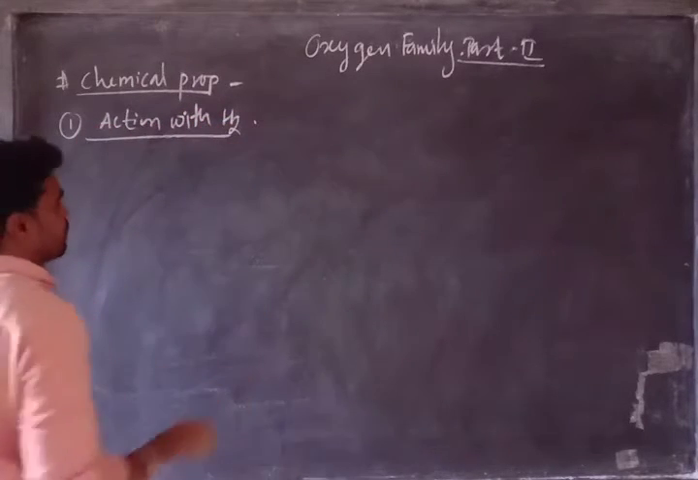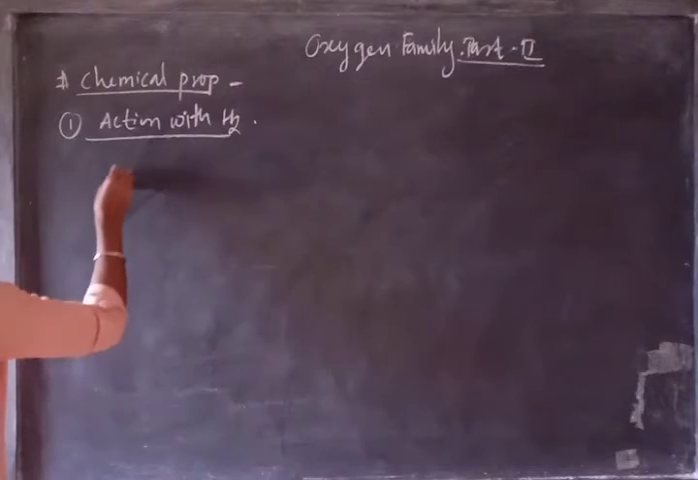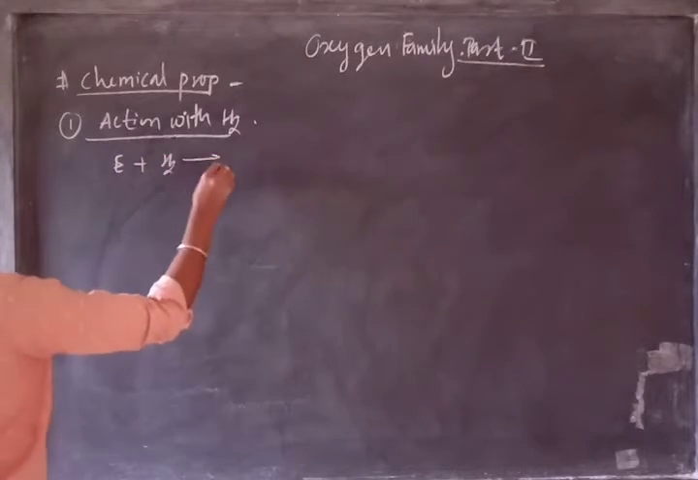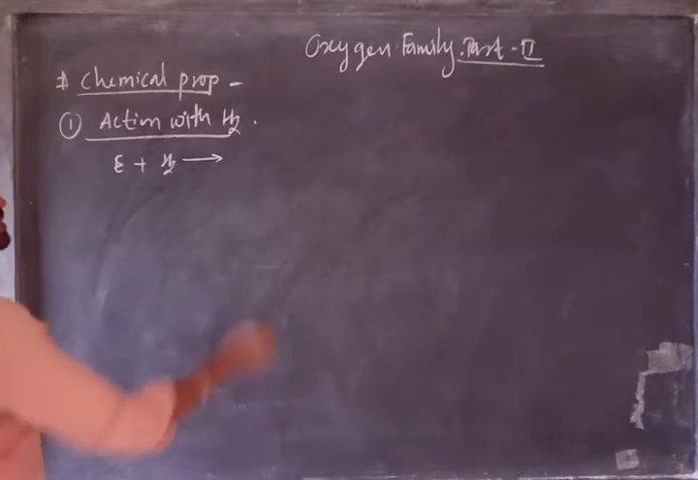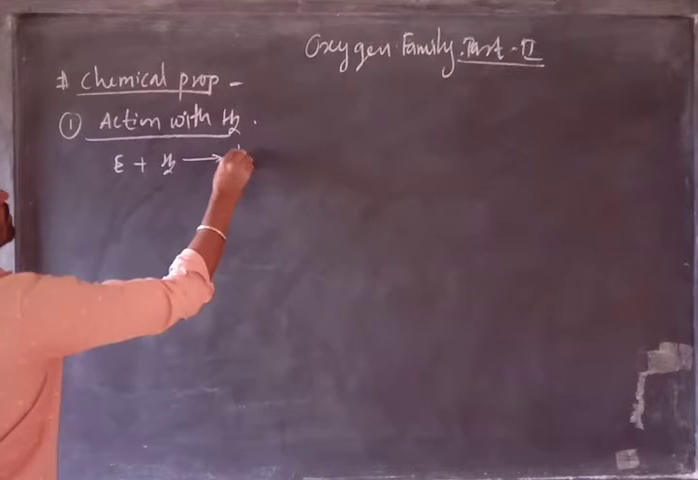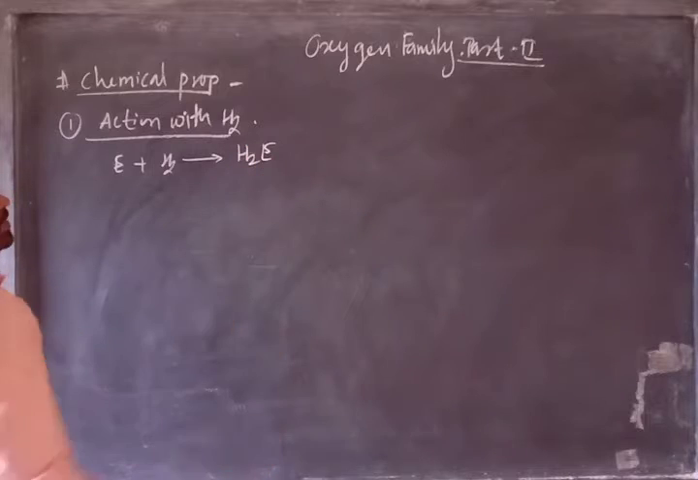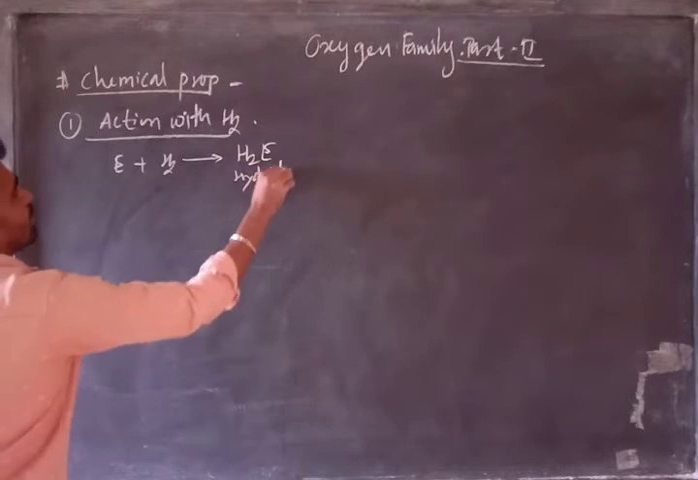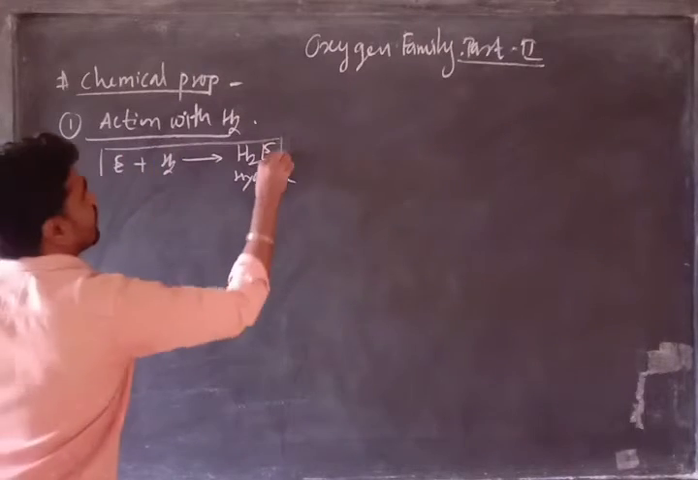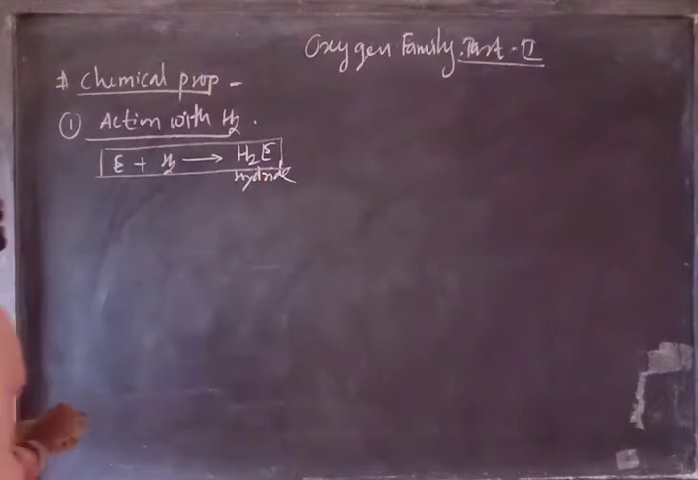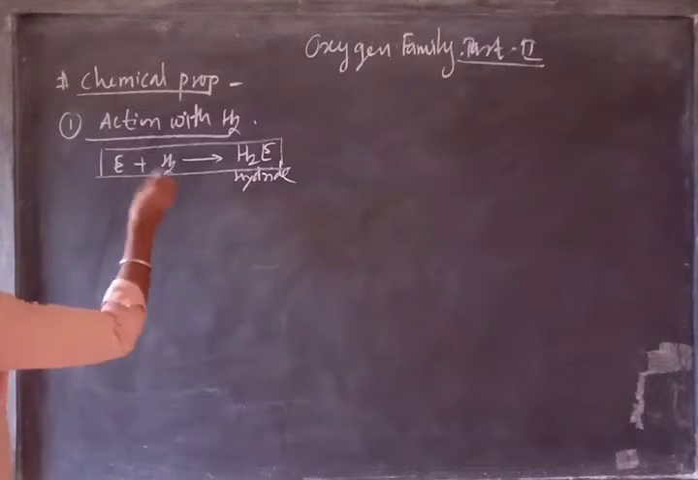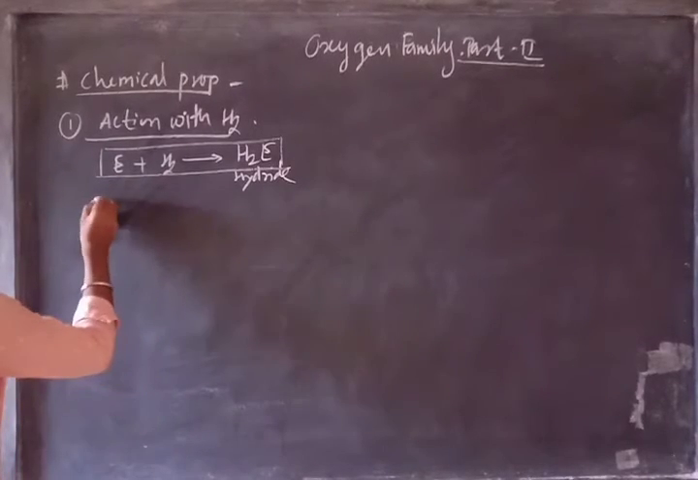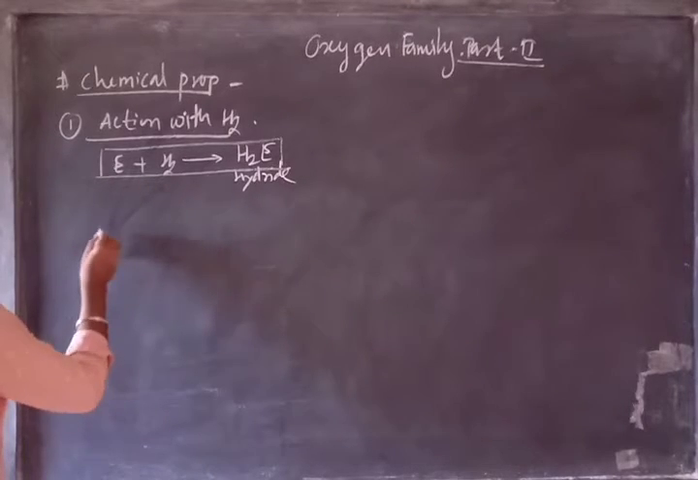Action with hydrogen. So remember, these elements when they react with hydrogen, they form hydrides of H2E type. This is the hydride of oxygen family. These E may be all elements of oxygen family. So their different hydrides are like this.